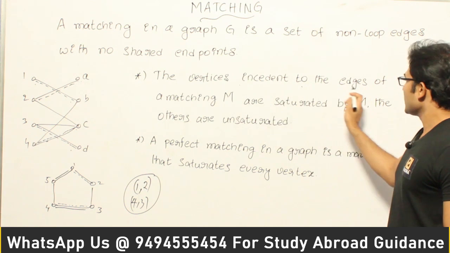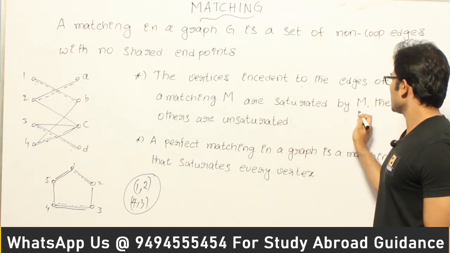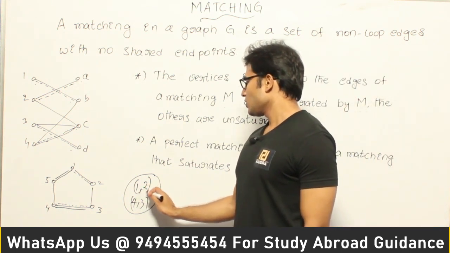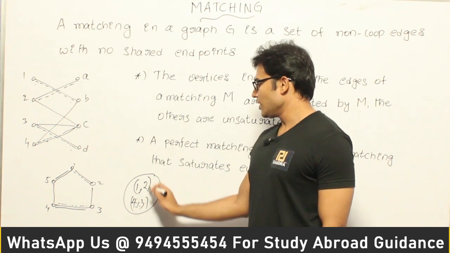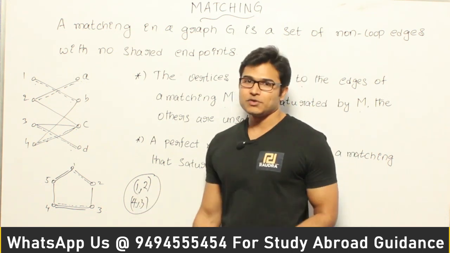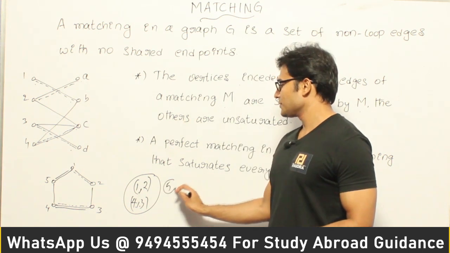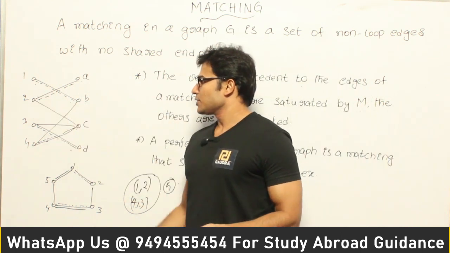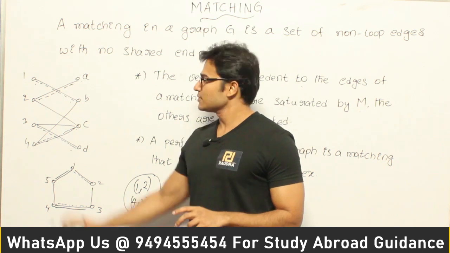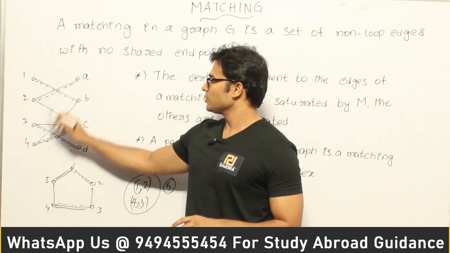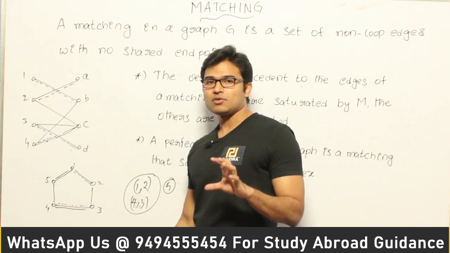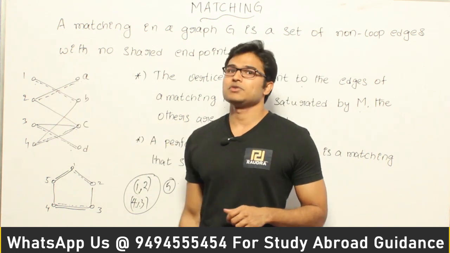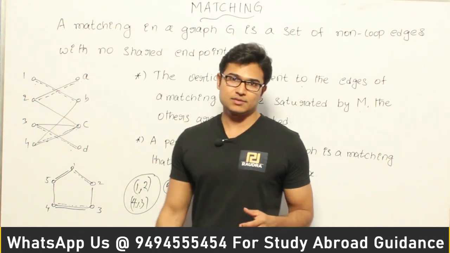Now the vertices incident to the edges of a matching M are saturated by M, the others are unsaturated. Right, now if in this case you have taken 1, 2, 4, 3, then all these vertices are called saturated by the matching, and the vertex 5 is called unsaturated, right? Now in this case, if you observe, all the vertices are saturated. If you assume that we are going to select all these four edges, 1B, 2A, 3D, 4C, then all these 8 nodes are saturated. There is no unsaturated vertex in this, right?